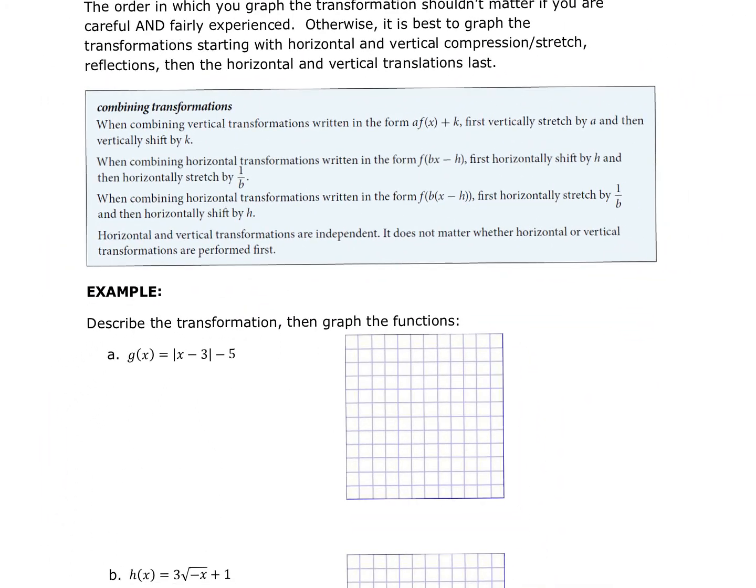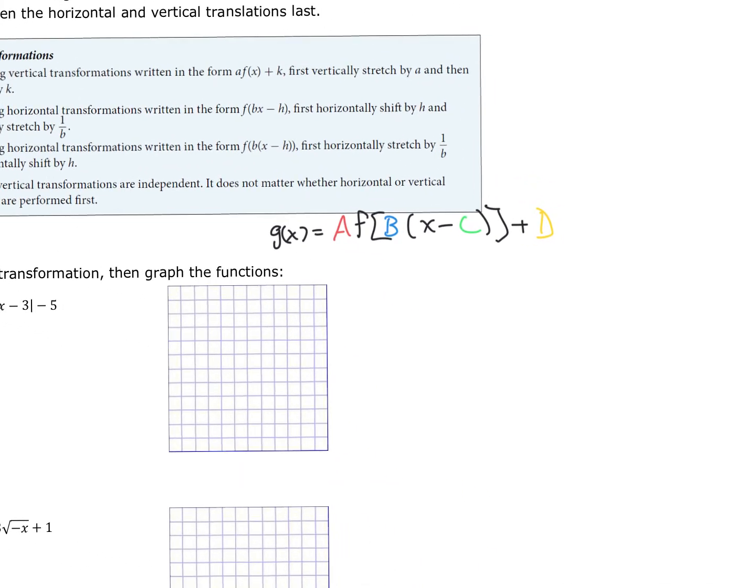Let's combine the transformations. Now, when I'm doing the combination of the transformations, I'm going to go ahead and write, I have my parent function, and then g of x will be equal to, I'm going to use capital A, and then f of, I'm going to use capital B, x minus c, and then plus d. Now, the order doesn't matter if you do it correctly, but if you don't do it correctly, then you might want to pay attention to the order I'm going to do.